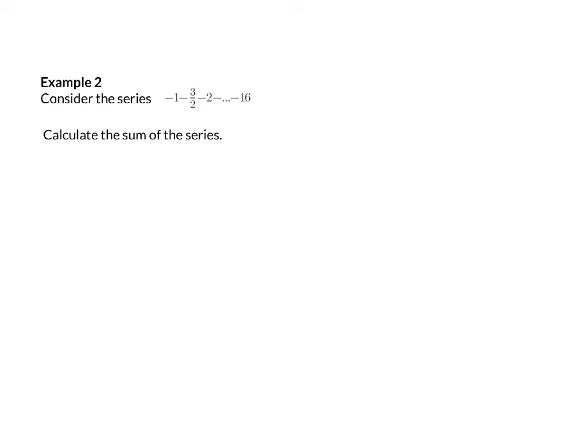Example 2. Consider the series and calculate the sum of the series. Now, we don't know which type of series it is yet, so that is where we start. If you look closer, you'll see that you subtract a half every time. So there's a constant difference, which means we have an arithmetic series. To calculate the sum, we need a, n, and d. We know that a is minus 1, and we know that d is minus a half, but we do not know how many terms we need to add up.